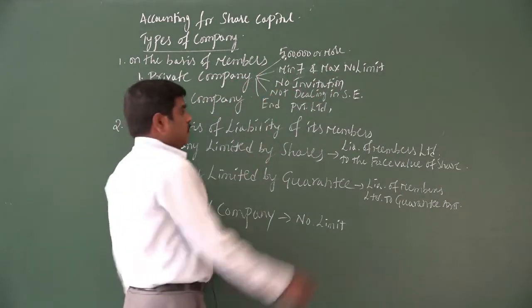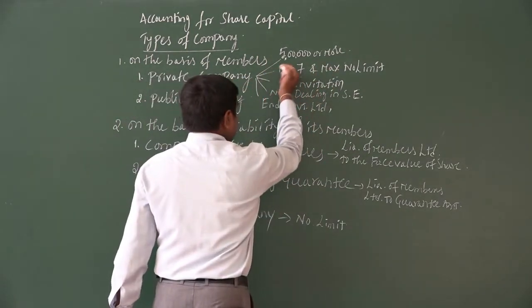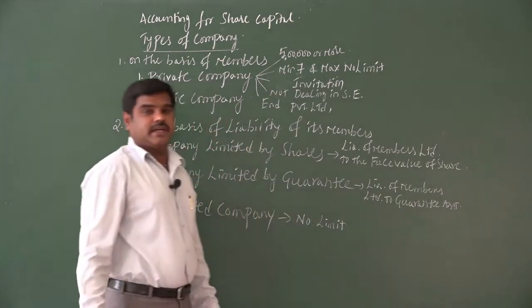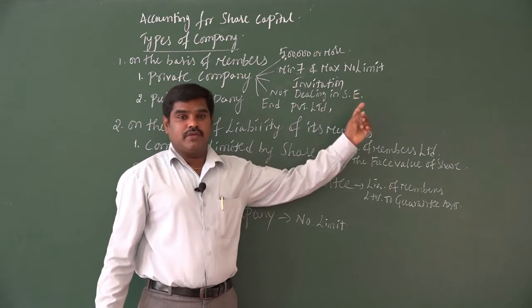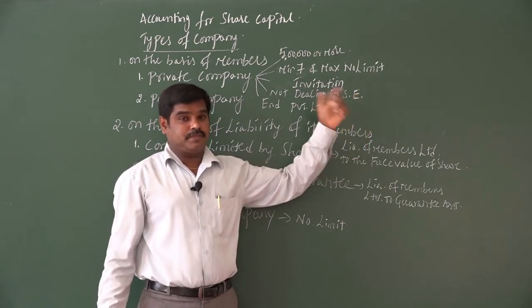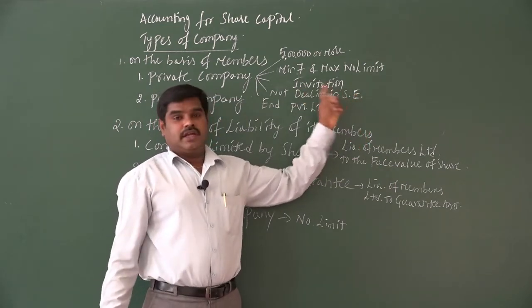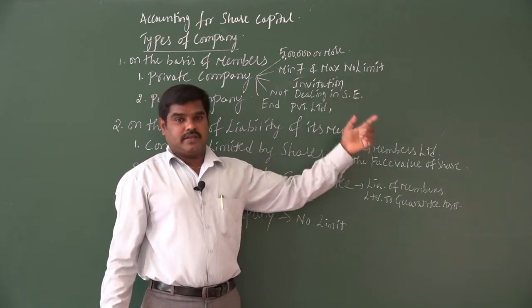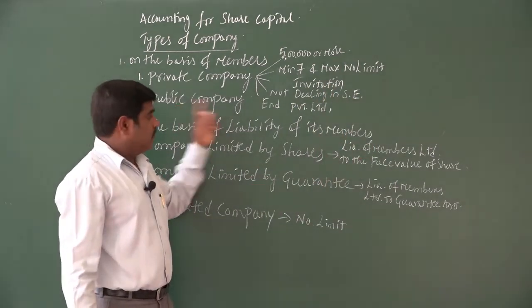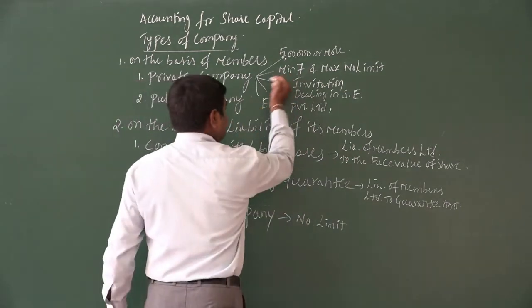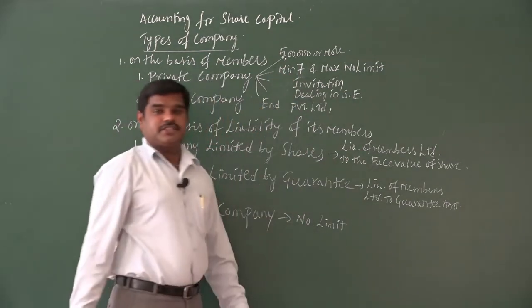Then of course the company will invite the public for subscription of shares and debentures. So there is an invitation. The company will give a prospectus. I think you remember the prospectus. That's the invitation. The company will invite the public for subscription of shares and debentures. That is a public company. Yes, this type of company's shares are dealt in the stock exchange.